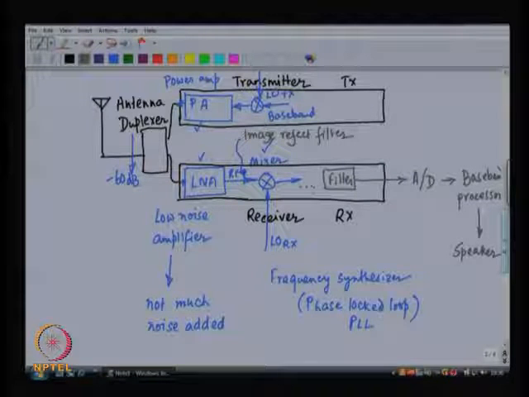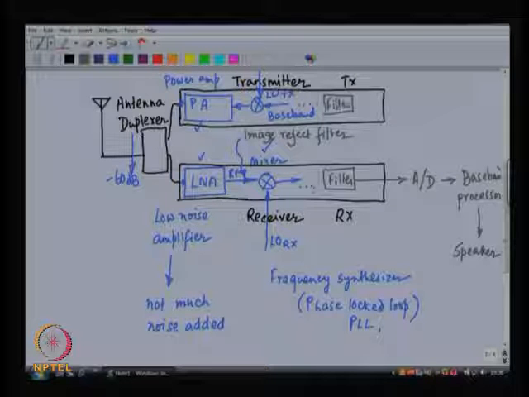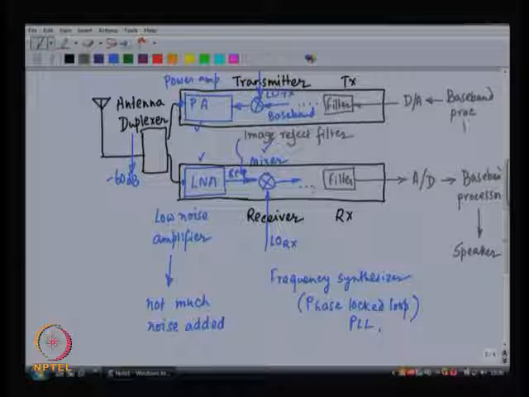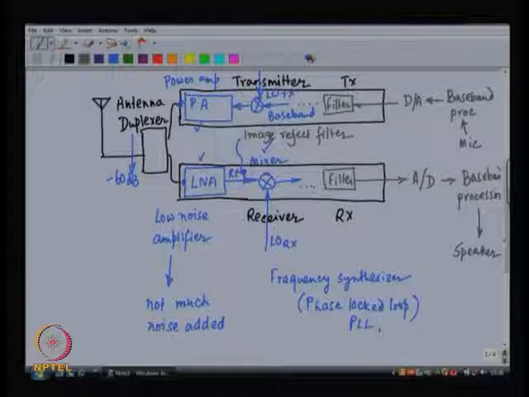On the transmit path, there could be a few more components here. Then there is going to be a filter, then there is going to be a D2A converter, then this is going to come from the same baseband processor. This is going to come from the microphone. So, this is my transmit and my receive chain.